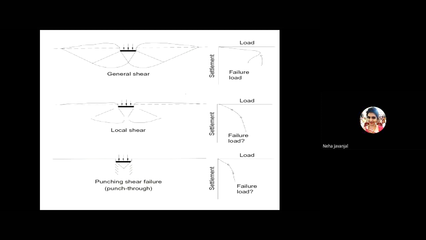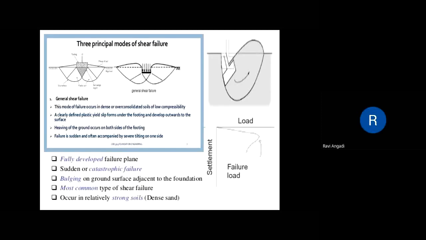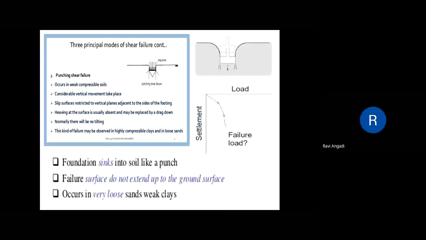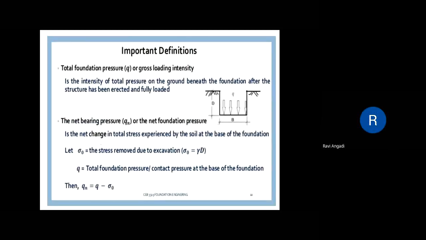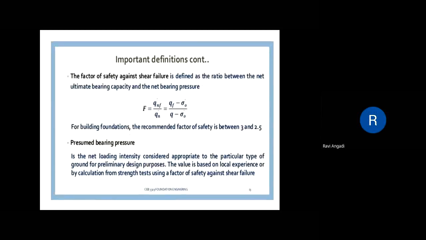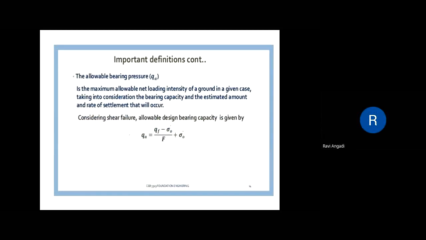Yes, sir. Okay, I am showing the slides again. The three modes of failure: general shear failure, local shear failure, and punching shear failure. Again, the important definitions I discussed will carry forward in the shallow foundations also. You should remember all these for the design of foundations next.